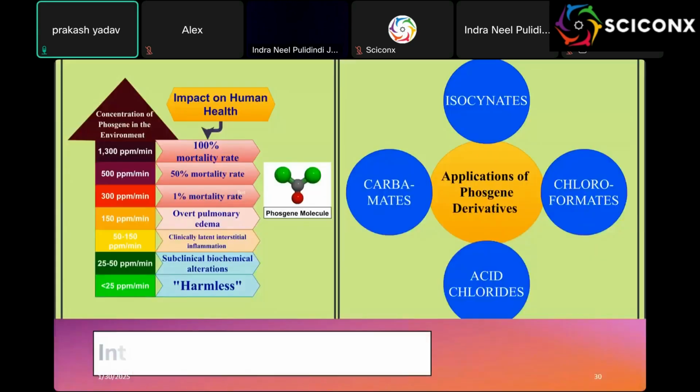And the health impact of phosgene gas is that if the exposure is less than around 25 ppm per minute, then it is not harmful for humans. But when the exposure increases, the concentration of phosgene in the environment increases, and then it becomes a very hazardous material for humans. Around 1,300 ppm per minute, the mortality rate is 100%. So this is a very toxic and dangerous gas.